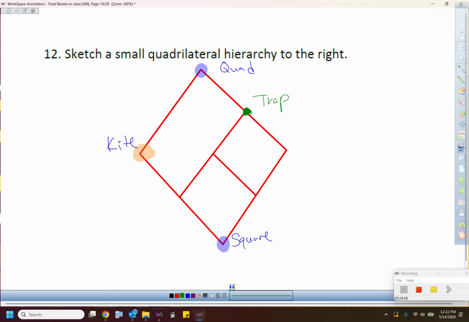Everything underneath that will also have at least one pair of parallel sides. So then we just kind of go down here. Who was this one? The more specific type of trapezoid. He is isosceles trapezoid.